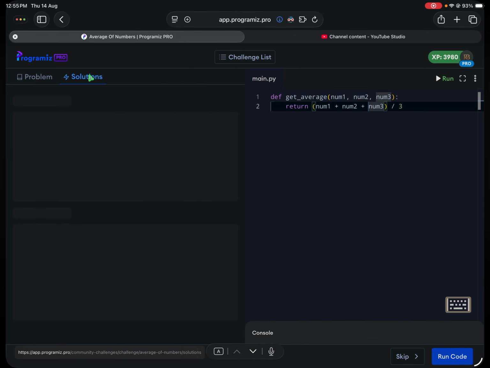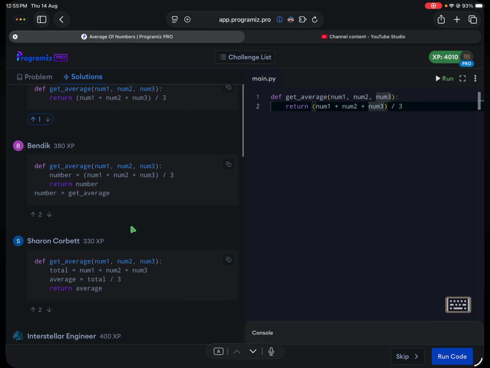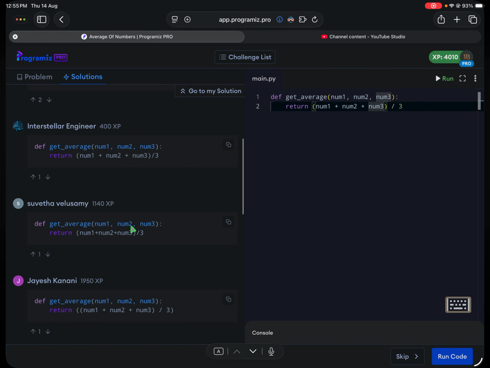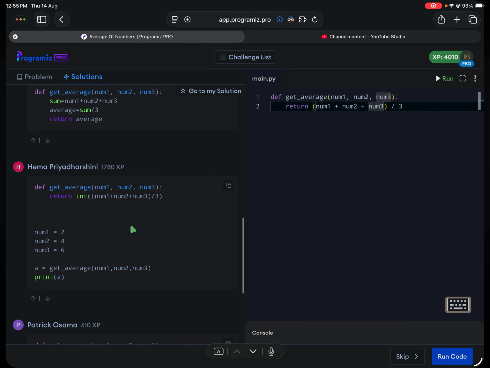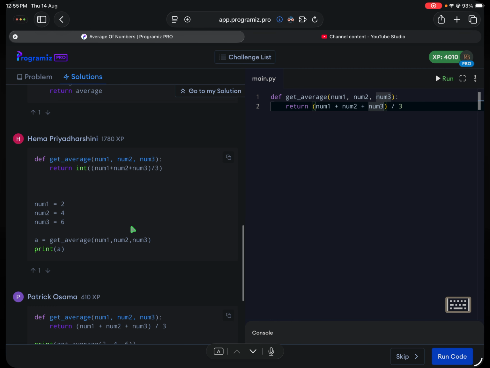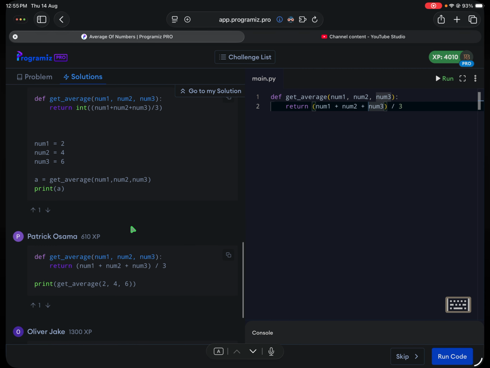Okay, let's see solutions. Most likely three will be hard coded. Yeah, yeah, three is hard coded basically. Yeah. All right. So that's how we solve this particular problem.